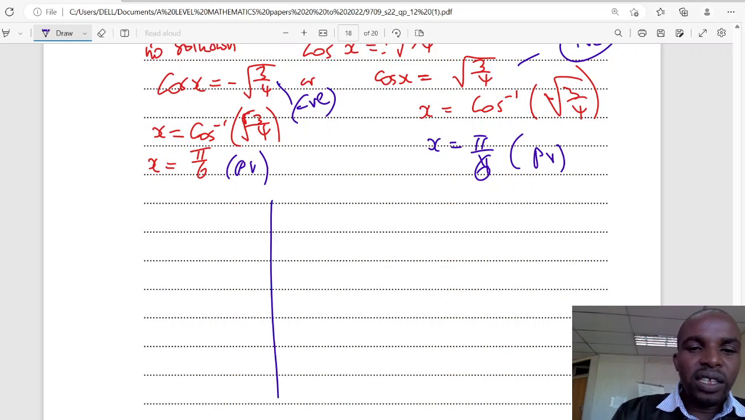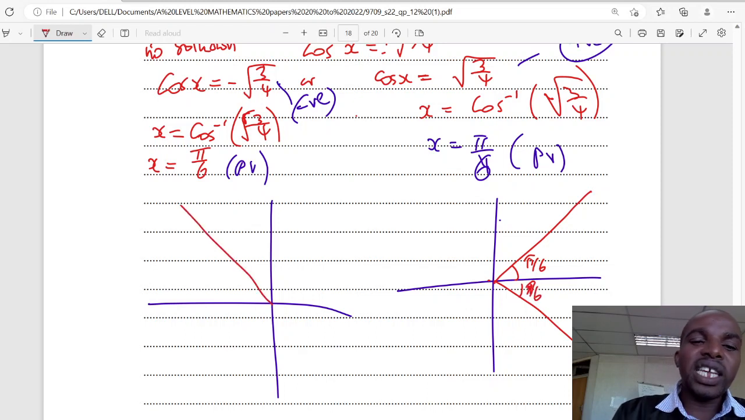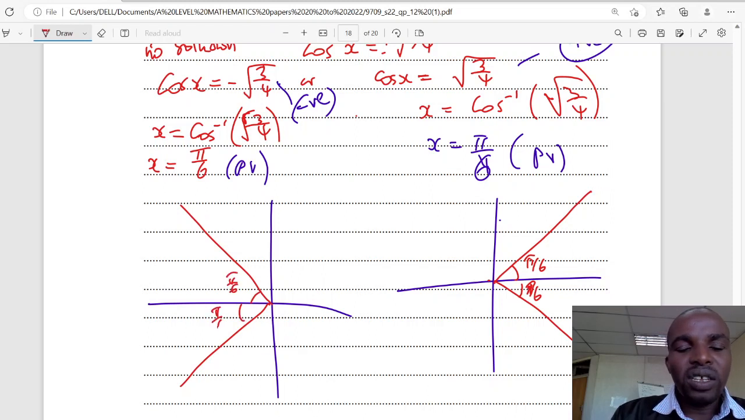So you can say here, the first part is this one. Then the second part is this one. So from this, cos is positive in the first and last quadrant. That's positive, first and last quadrant. So that's why you put pi over 6. Pi over 6. On this part, second and third, cos is negative. So you put pi over 6, then pi over 6.